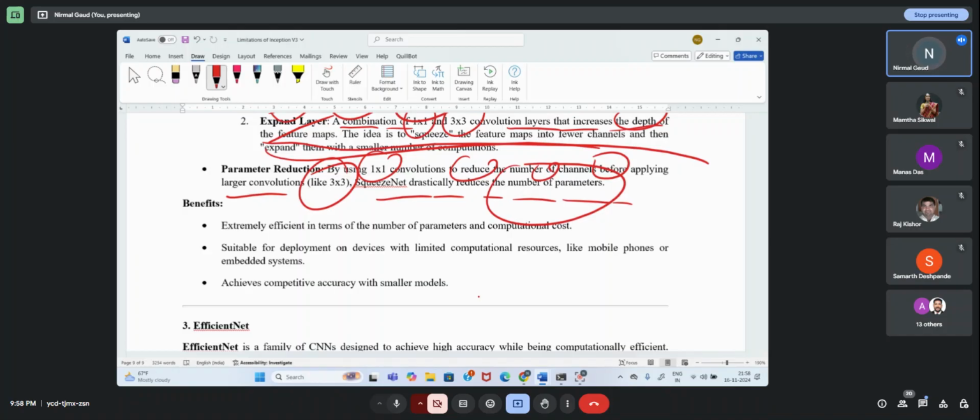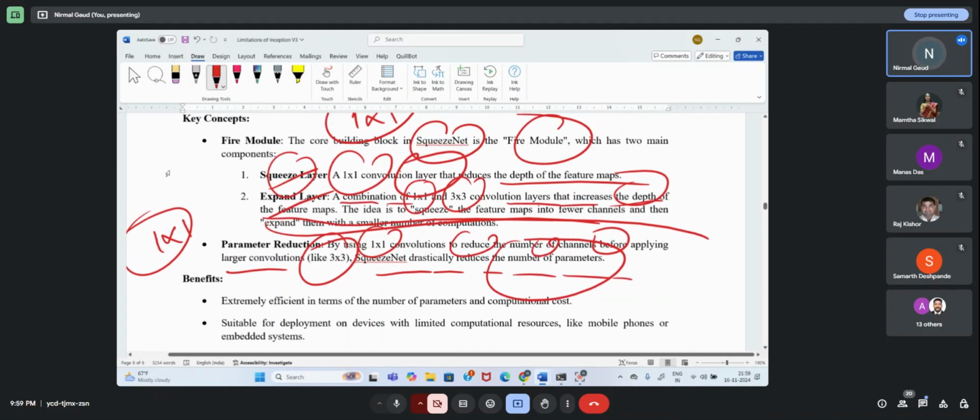We saw this thing in Inception. In case of Inception, what we did, we applied 1x1 before 3x3 and 5x5. Later on, 3x3 was asymmetrically converted into 3x1 and 1x3. In Inception this is what it does. Squeeze means make it 1x1, multiply with it, just to reduce the number of computations. That's what squeeze does.